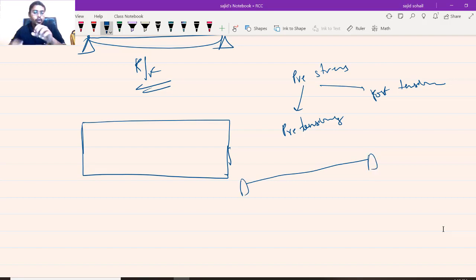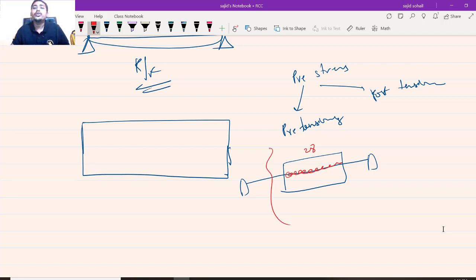Okay, whatever wires you have, you stretch them first and then cast the concrete, and you let it set for 28 days. What will happen? A strong bond forms, just like in reinforced cement concrete, where a bond is formed between steel and concrete. Similarly, a bond will develop. Then you can cut it.